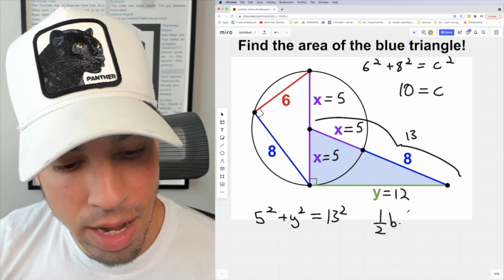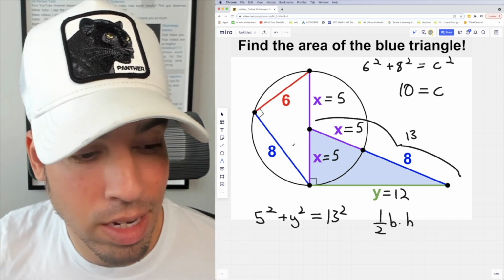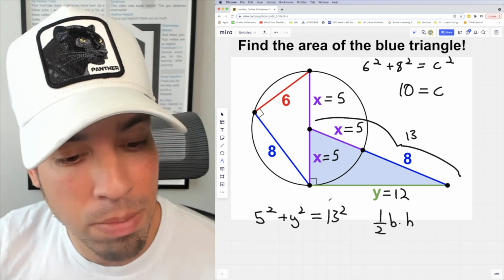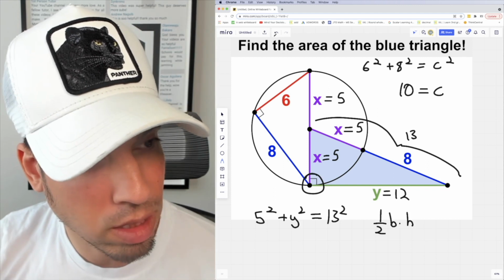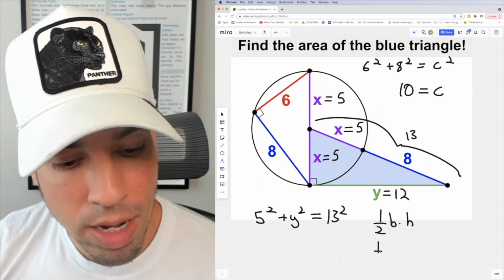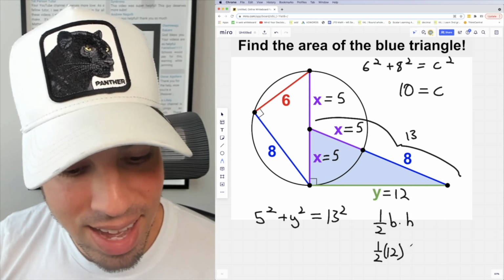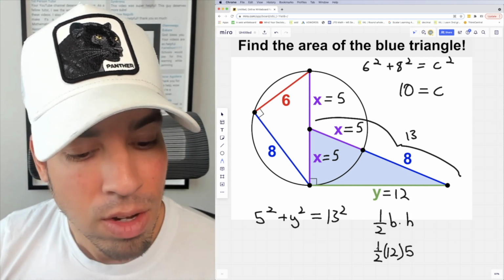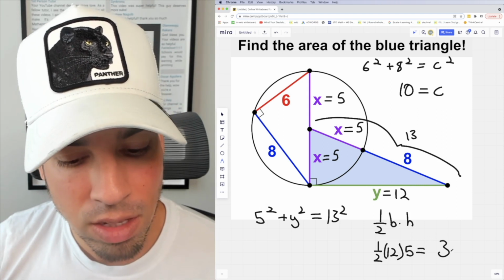Now we have enough information to calculate the area of the triangle, which is simply 1/2 base times height. And it's very important that we understand what is the correct base and height of a triangle in order to calculate area. Well, the base and the height are the two lengths that form this right angle right there. That means we've got 1/2 times 12, which I'm going to designate as the base, times the height, which I'll designate as 5. And 1/2 times 12 times 5 is indeed 30.